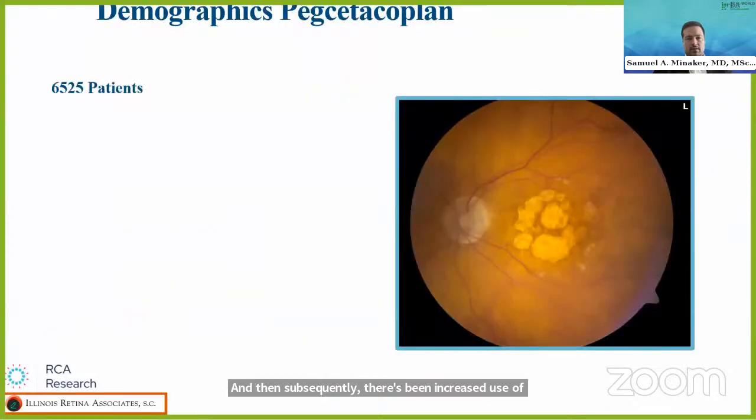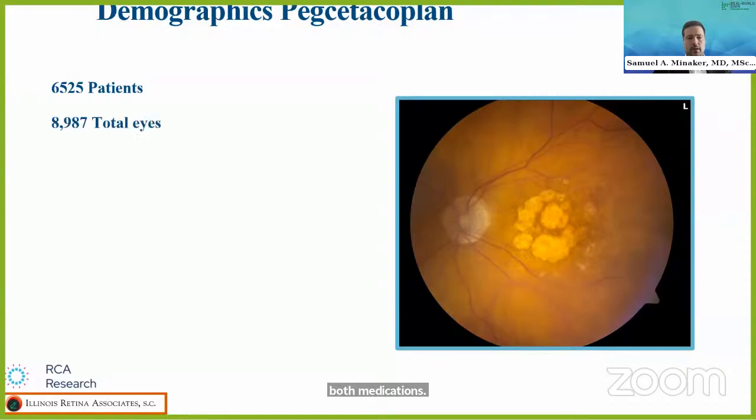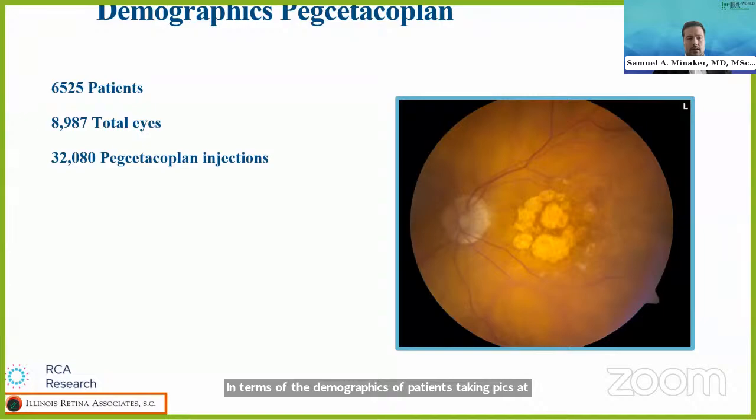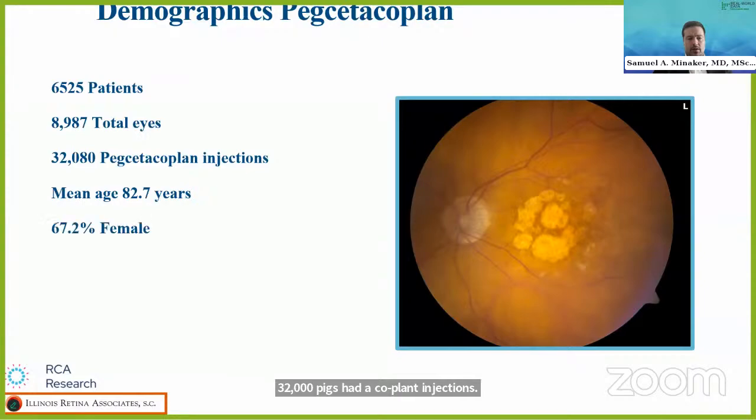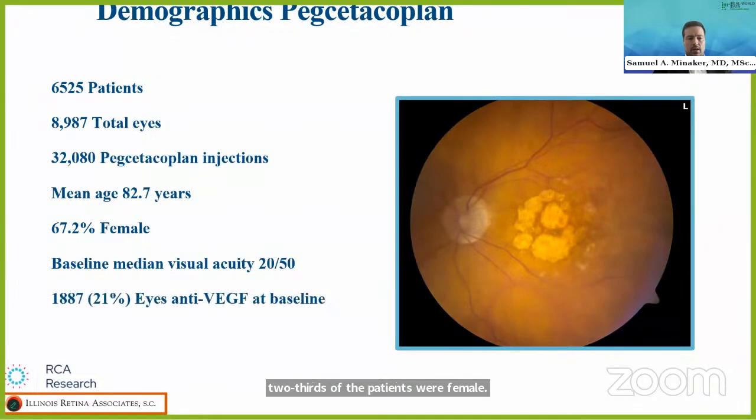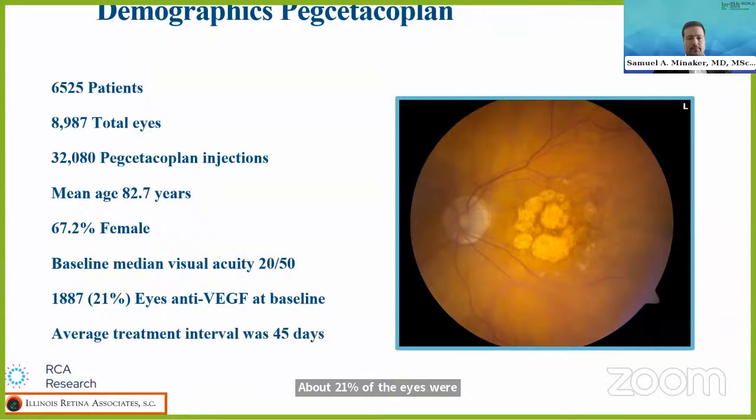In terms of the demographics of patients taking pegcetacoplan, there's 6,500 patients, 8,900 total eyes, 32,000 pegcetacoplan injections, with a mean age of 82.7 years. 2/3 of the patients were female, with a baseline median visual acuity of 20/50. About 21% of the eyes were receiving anti-VEGF at baseline, with an average treatment interval of 45 days.